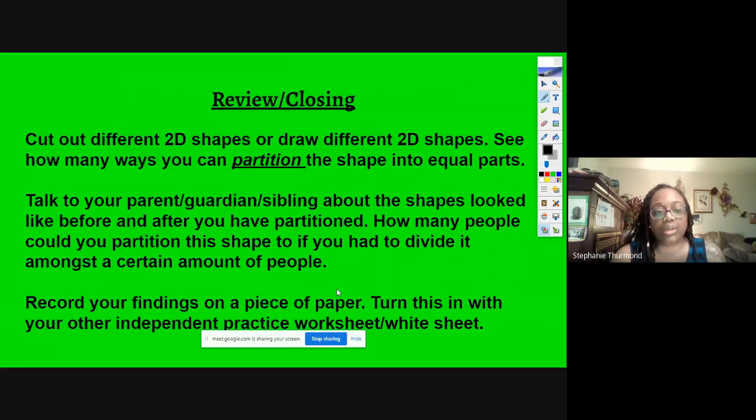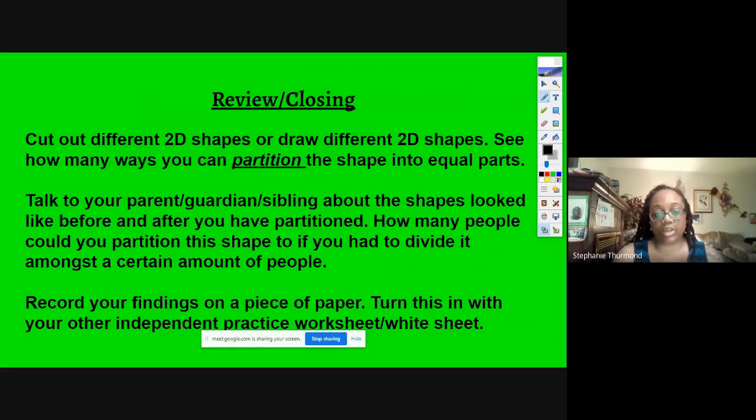So as a review and a closing, I want you to cut out different 2D shapes. You can cut out triangles, rectangles, circles, hexagons, pentagons, any 2D shapes, and see how many ways that you could partition the shape into equal parts. Or if you don't want to cut it out, you can use a whiteboard or a piece of paper, and you can just draw your shapes. Draw as many shapes as you can and demonstrate how many ways that you could partition this shape.